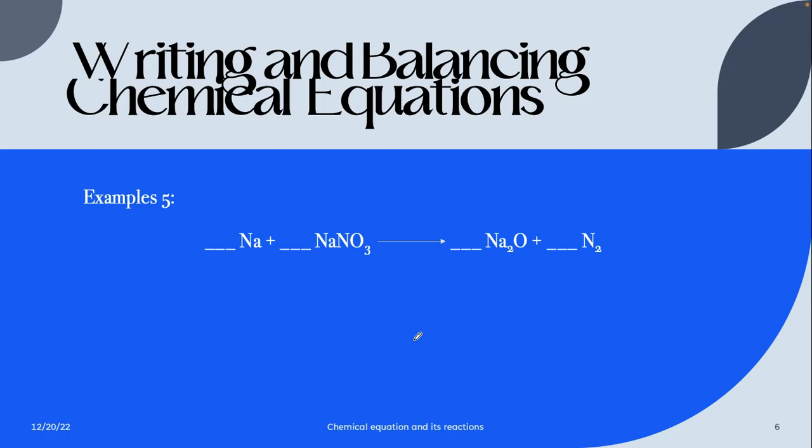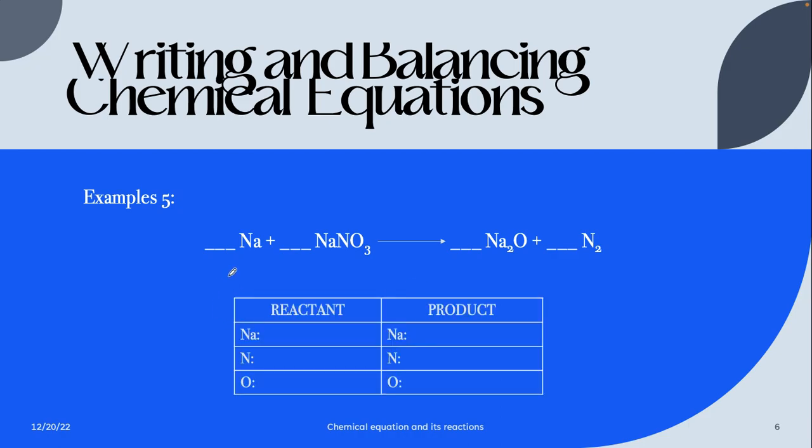Here we have sodium plus sodium nitrite. When reacted, it gives you sodium oxide and dinitrogen. So let's create our table. So we have sodium, nitrogen, and oxygen on both sides. Now let's write how many of each there are. Sodium, we have 2 sodiums. Nitrogen, we have 1 nitrogen. And oxygen, we have 3 oxygen on the reactant side.